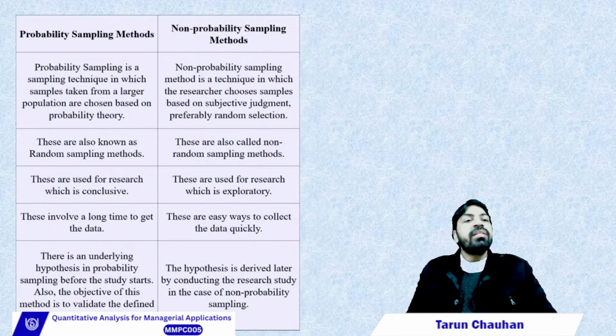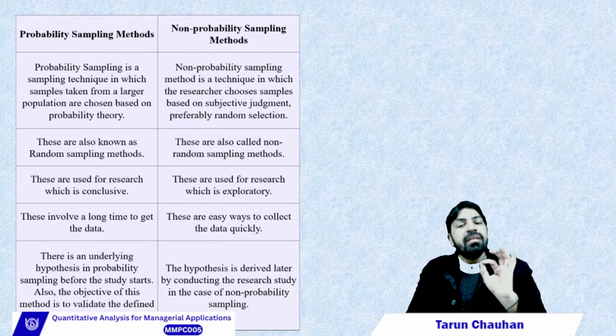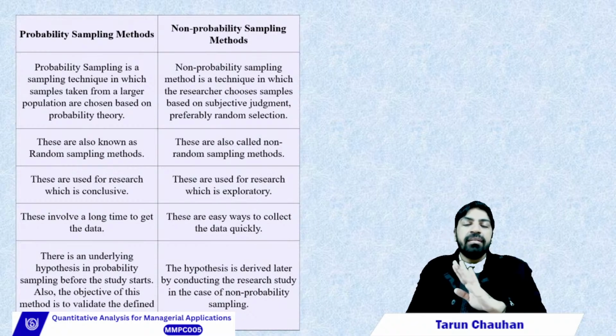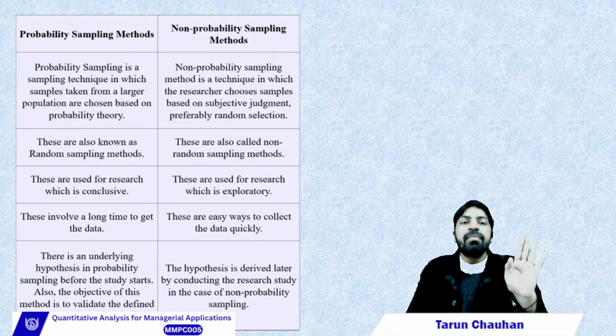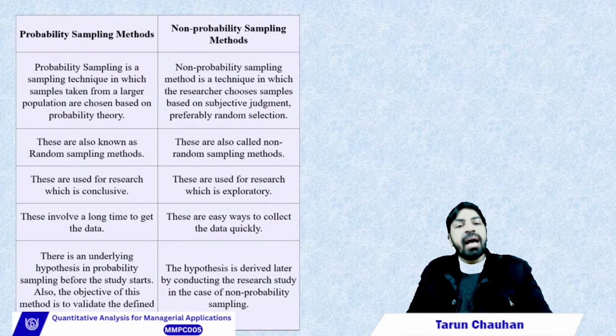So these are the main differences between the probability sampling technique and the non-probability sampling technique. In probability sampling, every member of the population has an equal chance of being selected in a given study. In non-probability sampling, not all members get an equal chance of being selected for a study. Probability sampling methods are called random sampling methods, while non-probability methods are called non-random sampling methods as well.